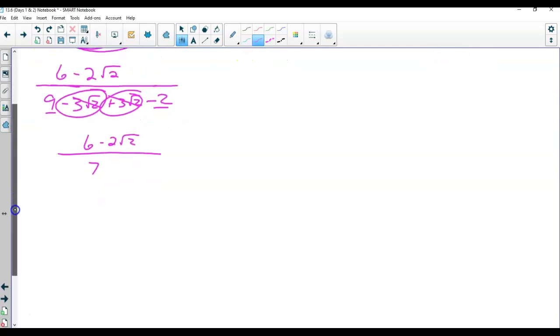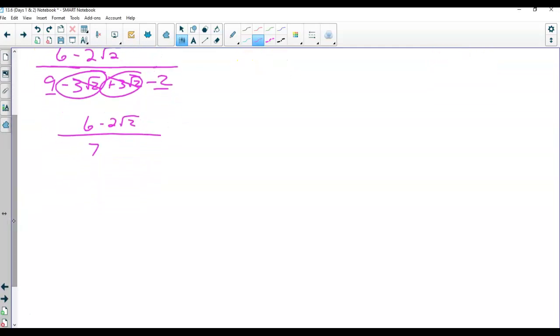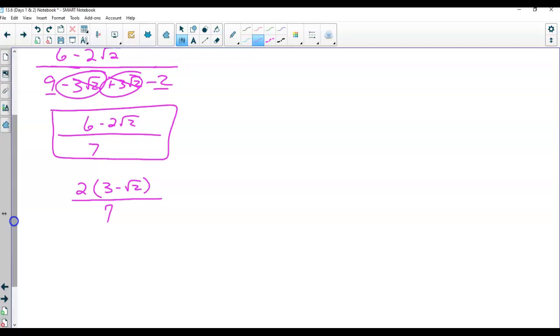And when I try to reduce this, guys, notice the top, there's a common factor of 2 in there. And I have a 3 minus root 2. And I have a 7. Notice that 7 will not reduce with that whole set of parentheses, nor will that 7 reduce with the 2. Therefore, that is my final answer.